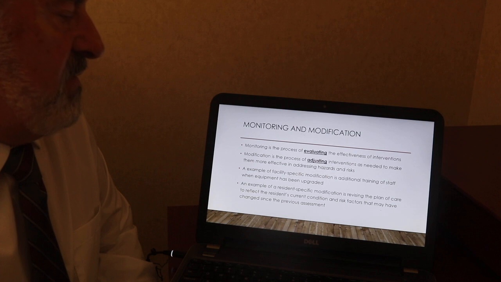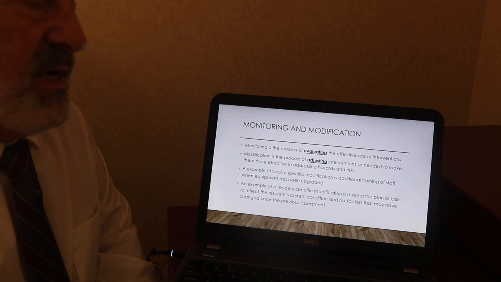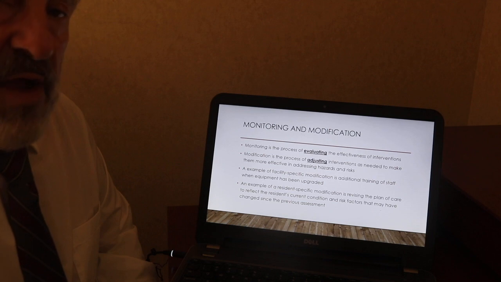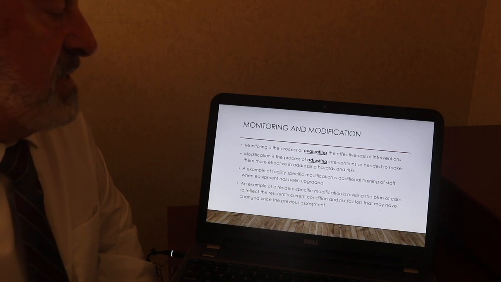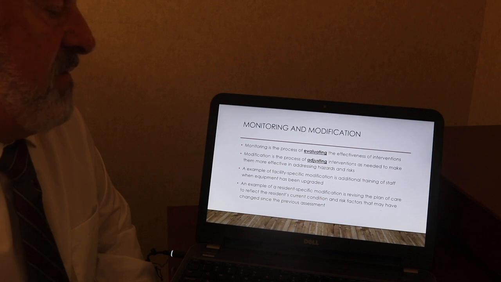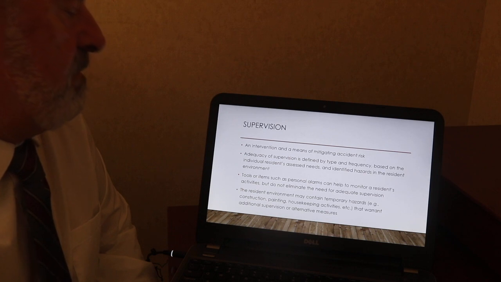Monitoring is the process of evaluating the effectiveness of an intervention. Modification is the process of adjusting interventions as needed to make them more effective in addressing hazards and risks. An example of facility-specific modification is additional training of staff when equipment has been upgraded or changed. An example of a resident-specific modification is revising the plan of care to reflect the resident's current condition and risk factors that may have changed since the previous assessment was completed.